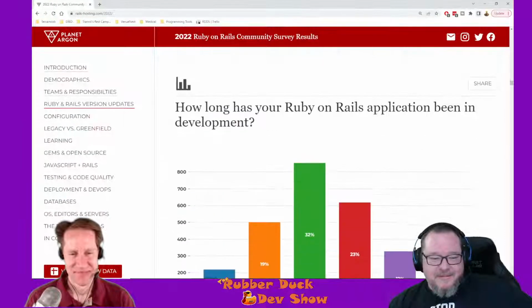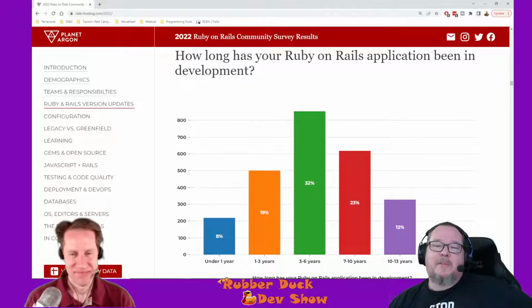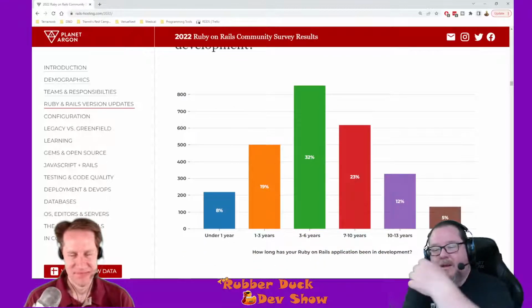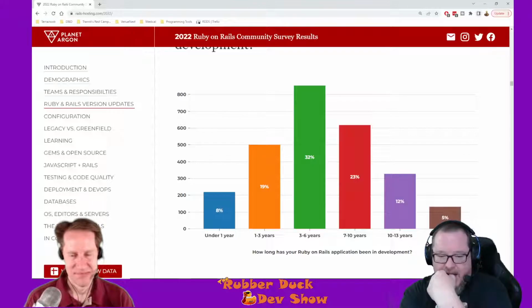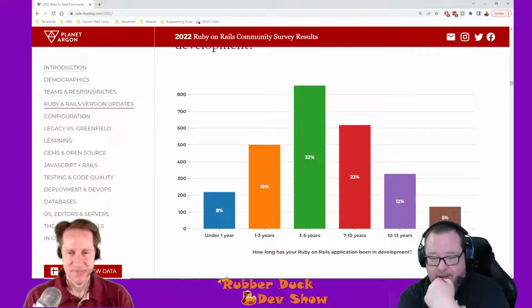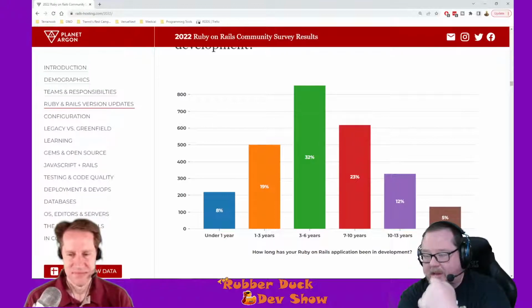Moving on. How long has your Ruby on Rails application been in development? Holy crap. Well, the problem is there's a few of them. Some of them are under a year. Some of them, like the main core engine, is in the 10 to 13 year bucket, I think. But I haven't been at the company that long.